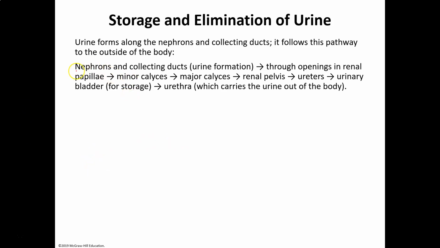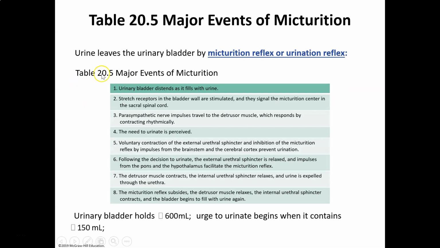Right, so here's the path. Nephrons, collecting ducts, then openings in the renal papillae into minor calyces, major calyces. Renal pelvis, you're still in the kidney at that point. Now you're out of the kidney here, ureters. Urinary bladder, stored in the urinary bladder, and then exits the body through the urethra.